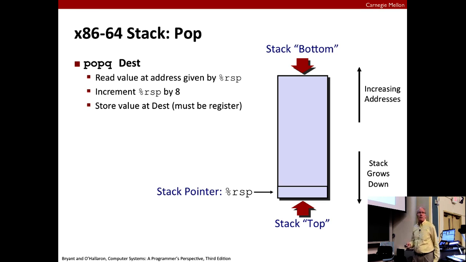And similarly, the pop instruction reads data from the stack and stores it in the destination, which must be a register for this particular instruction. I think push must be a register too, now that I think of it, or immediate. You can't push from memory to... So pop reads from memory. The address it reads from is given by the current stack pointer. And then it increments the stack pointer by 8. These both work only on 8-byte operands.